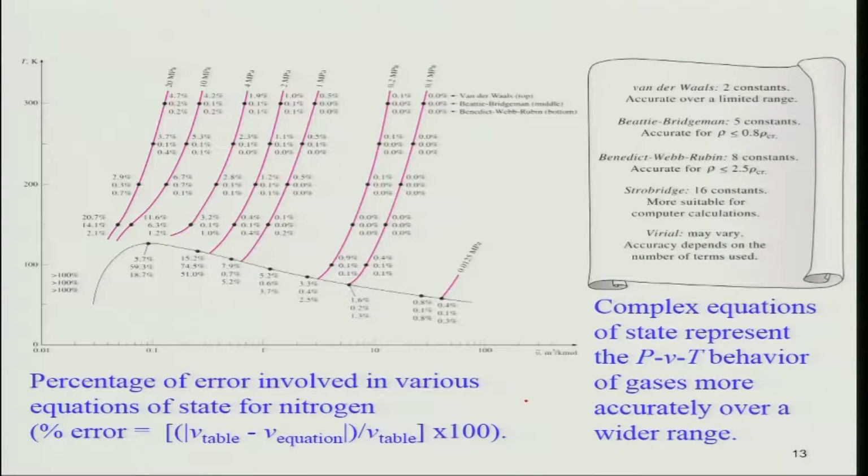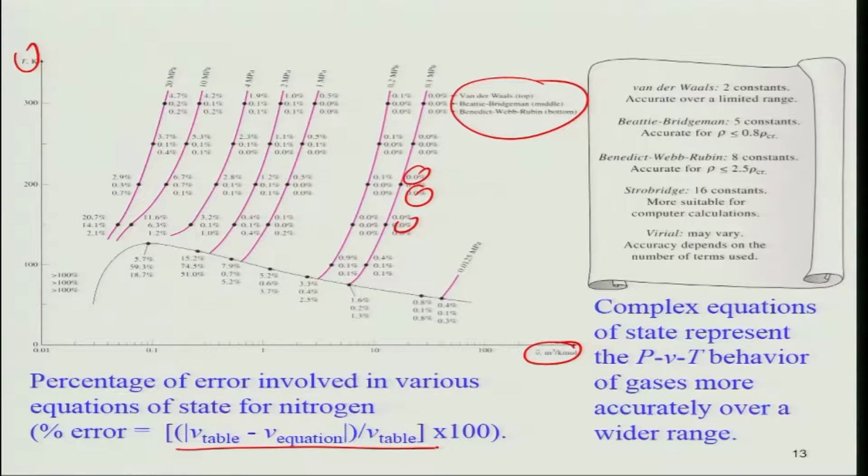This is nitrogen, and this is again temperature versus molar volume in this plot, and we have plotted for various different equations of state, and the values represented here are errors just like we had earlier for water, and clearly some of them do a very good job. So the summary is here. It turns out that the Benedict-Webb-Rubin is pretty good, okay, accurate for density quite high, up to 2.5 times the critical density. The Strobridge is quite useful for computer calculations.